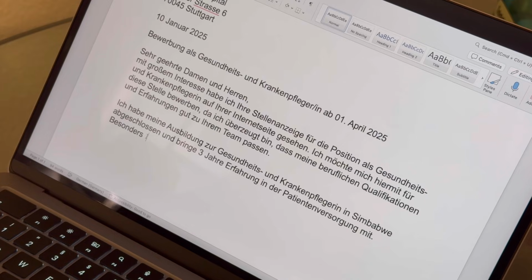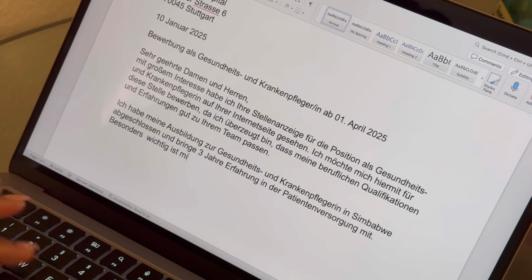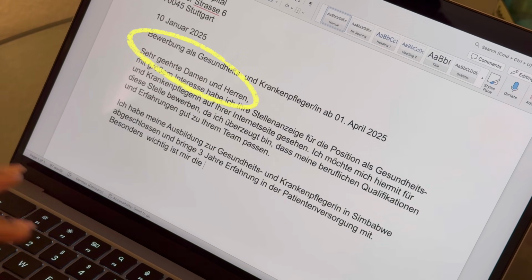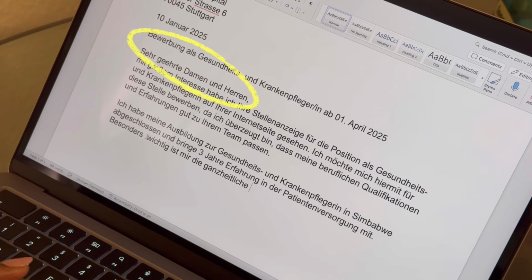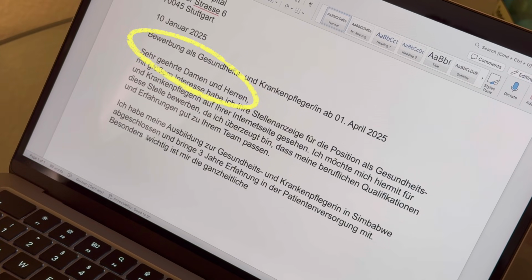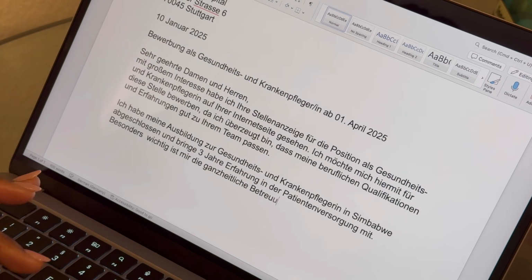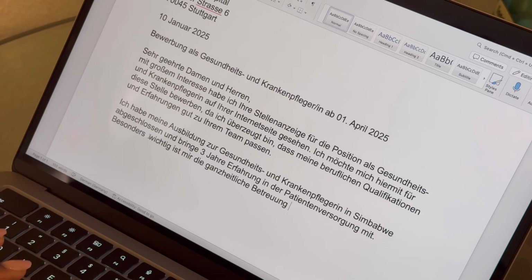Okay, and then we come to the salutation. Who are you writing this letter to? You have to make sure that your greeting is a formal one. This is very important because you're not writing a letter to your friend. If you do not know the person, just write sehr geehrte Damen und Herren. That's very important, because you do not know whether it's a man or a woman who's going to receive your letter.